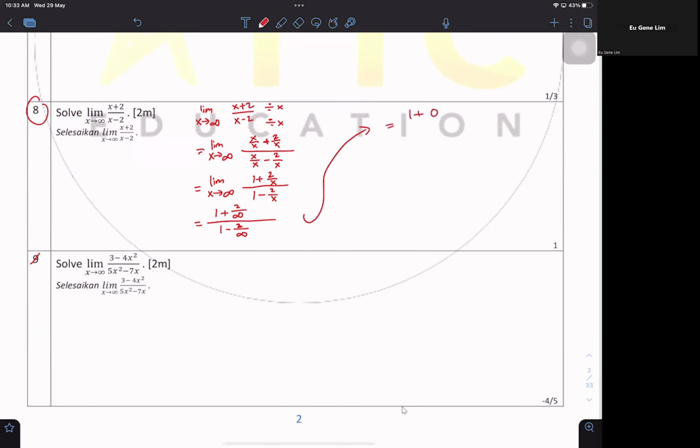2 over infinity is 0. So 1 plus 0 is 1. 1 minus 0 is 1. 1 over 1, 1. That's the answer.